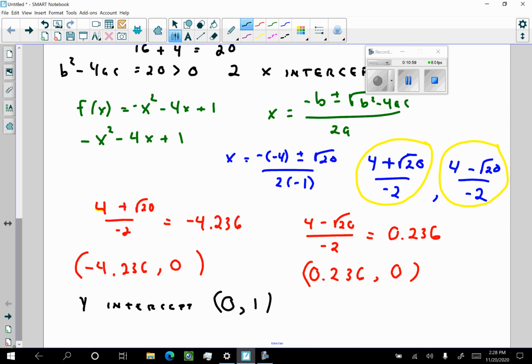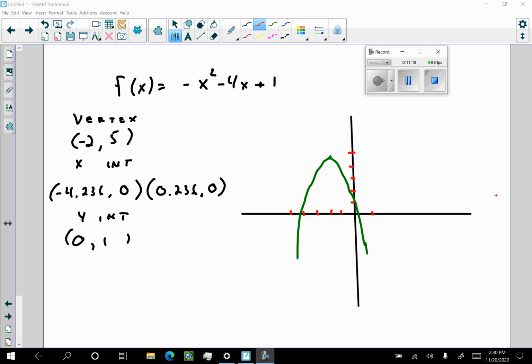So I'm going to write all this information down on the next slide. I have my vertex. My vertex was equal to negative 2, comma 5. I'm going to write all this information down on the next slide. I'm going to pause the video while I do that. Okay, so I copied the information down.